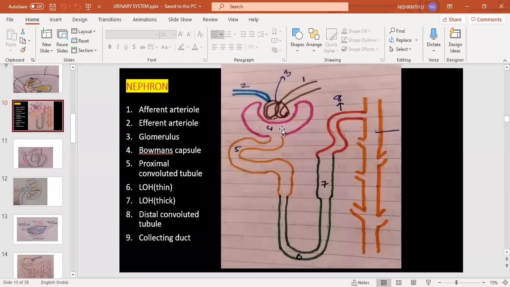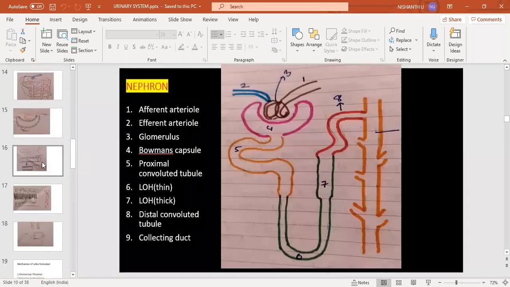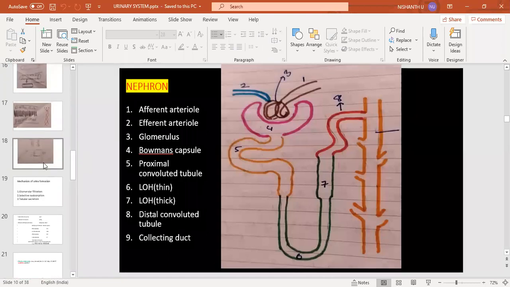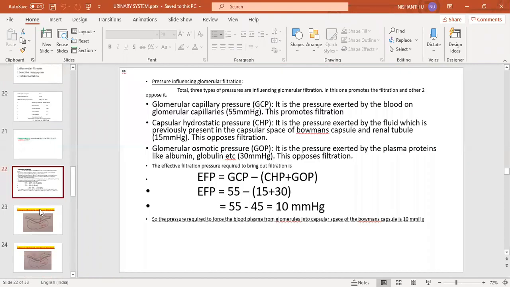So the ideal is 125 ml per minute. You cannot expect that every time it will be 125 ml. Most of the time it will fluctuate, but it will get repaired. How? We will see here.